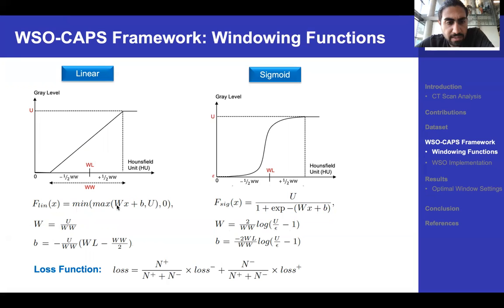And we can see that in both functions, we have a linear transformation, wx plus b, and then a function which can be a min-max or a sigmoid. After finding the optimal w and b, we can trace back the values to find the optimal window length and window width values using these 2 equations.